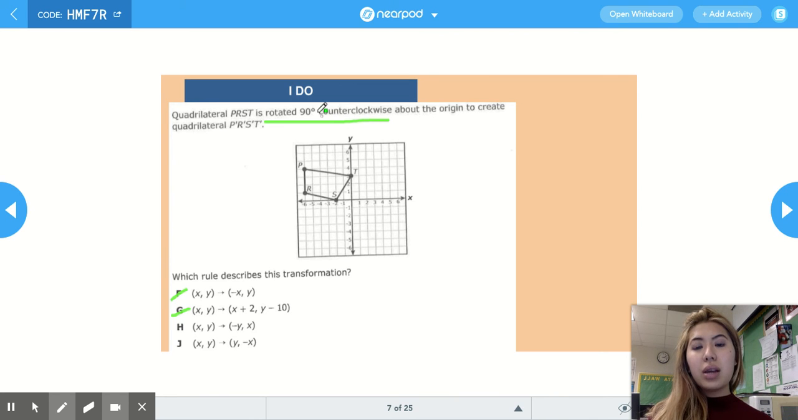Since we're moving or rotating this trapezoid 90 degrees clockwise, or counterclockwise, I'm sorry, it's going to go from this quadrant right here to this quadrant right here.